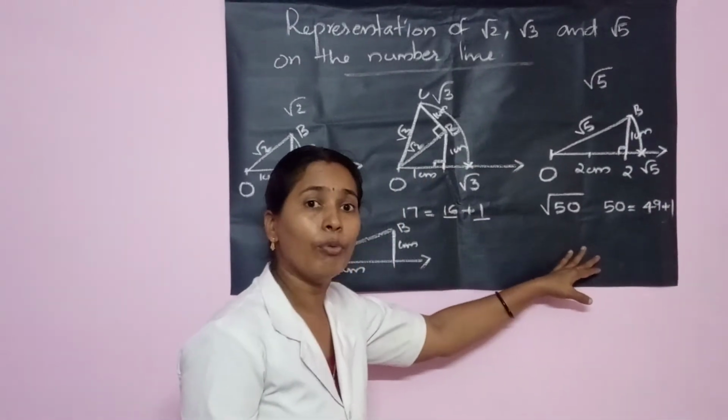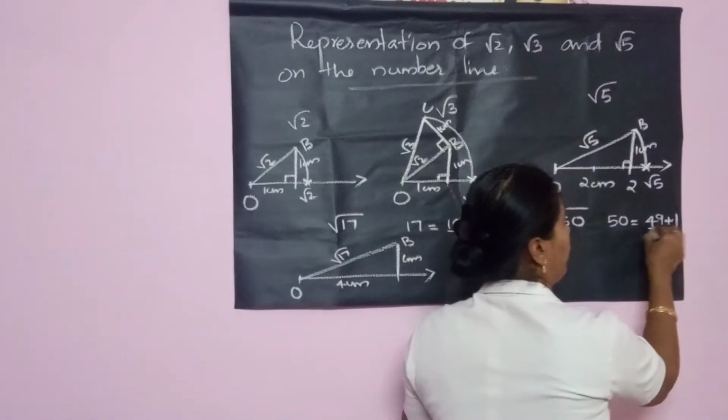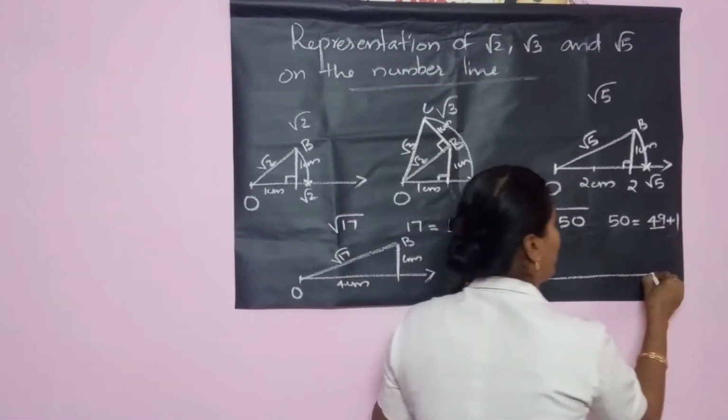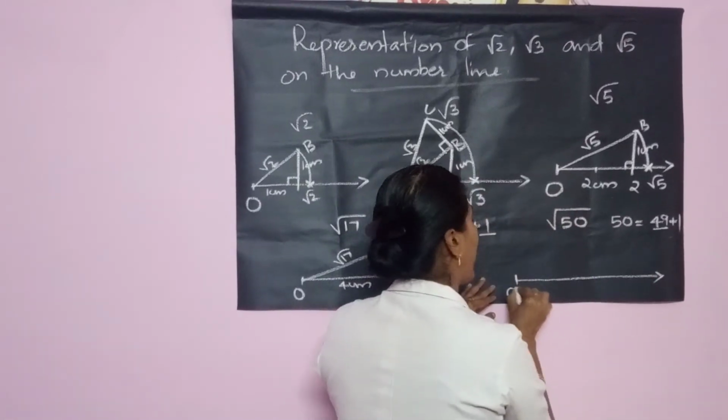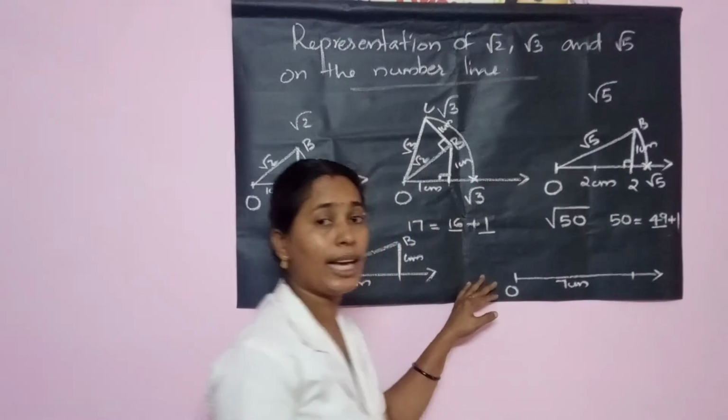49 plus 1. Take the square root of these two. First, the square root of 49 will give you how much distance? 7 is the answer. So take 7 centimeter distance as your base.